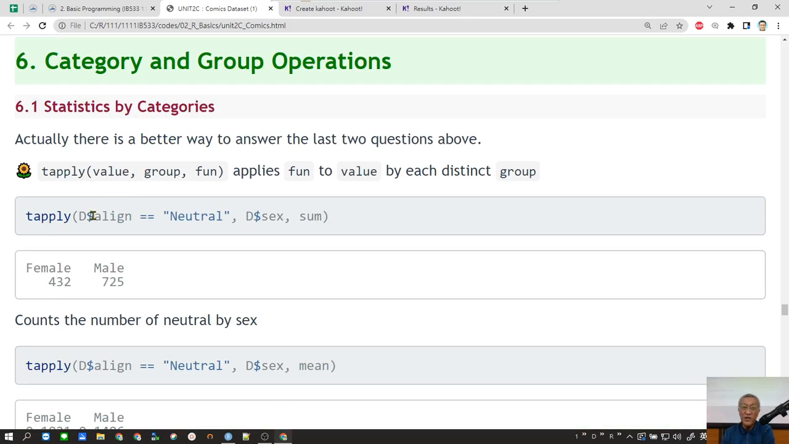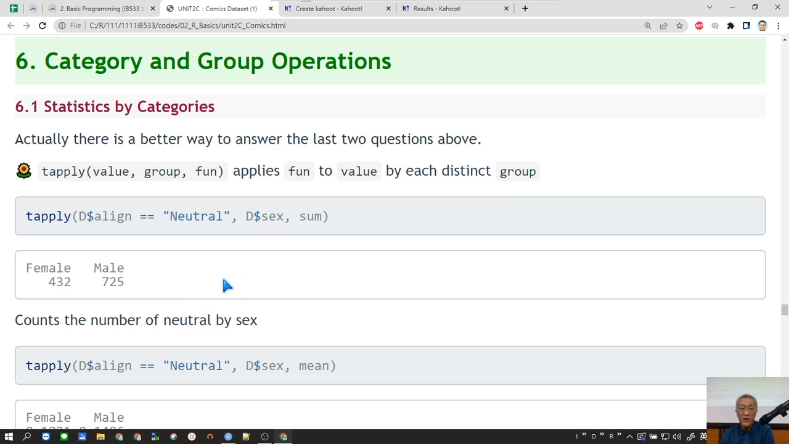Okay? Now, tapply is a function. Now, the last thing that I want to cover today is this tapply function. Okay? Now, tapply, it actually applies a function. Now the syntax is like this, right? Tapply, the vector is a value, right? And this is the group, and this is the function. So usually you have the value here, you have the group here, and you have the function here. And tapply will apply the function to the value by group.